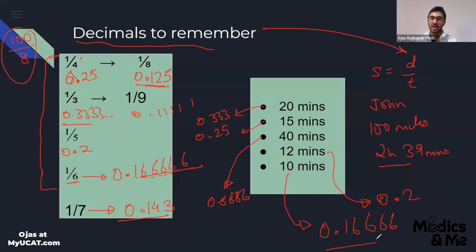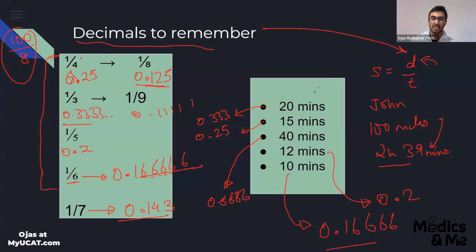Now, it might take a while to learn these, but once you've learned them, imagine you've got this question: John travels 100 miles in 2 hours, 39 minutes. Well, what are you going to divide by? And keeping in mind that we're allowed to estimate stuff, what are you going to divide by? So to work out John's speed, he's 100 miles, 2 hours, 39 minutes. What are we going to divide by? Yeah, really good.